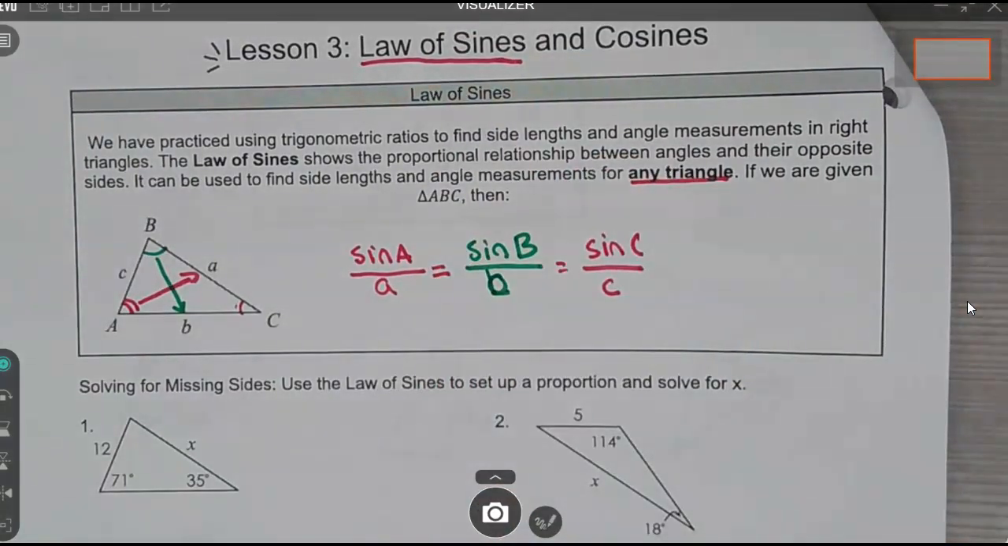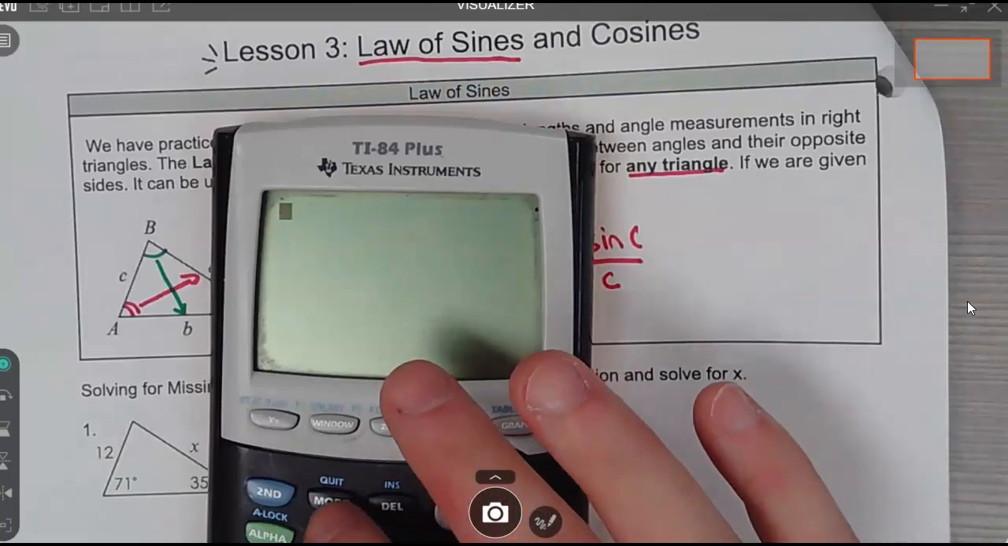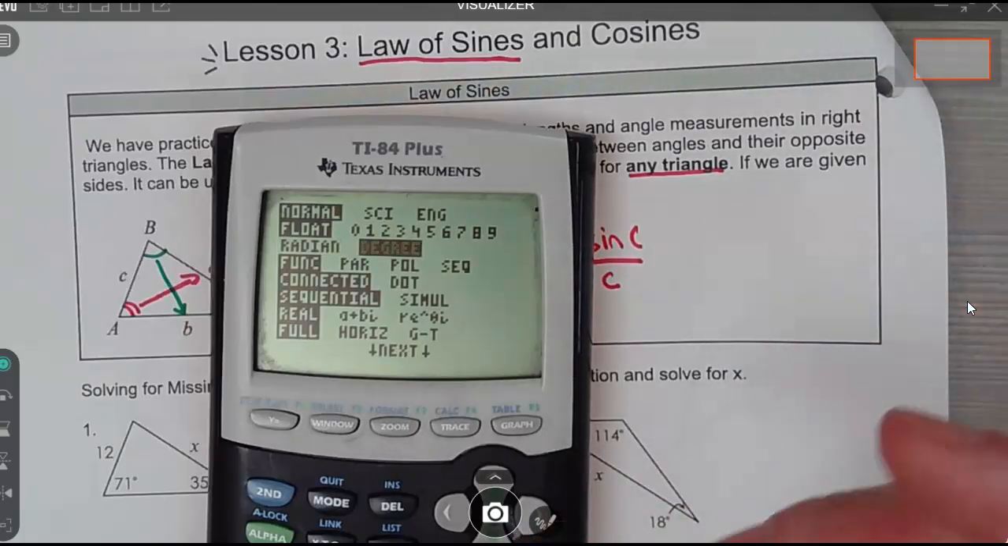Okay. Now one thing that we just want to keep in mind, guys, is that when we look at our calculator, we want to make sure that when we turn it on and we press the mode button, we want to make sure that degree is highlighted. So we would just press enter on degree.